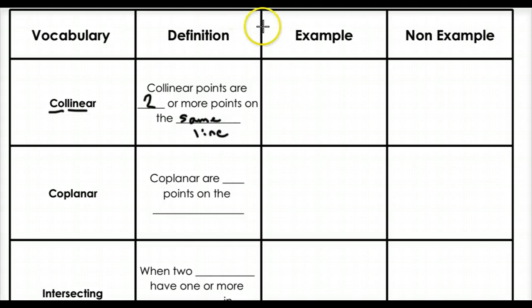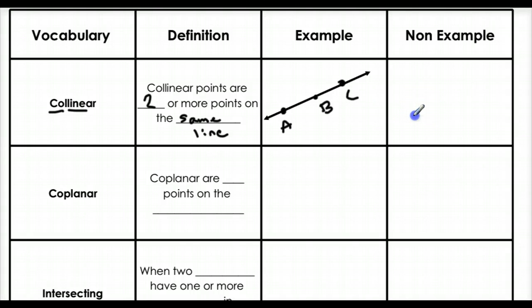So let me show this. An example of this would be if I have, let's just draw these points. 1, 2, and 3. Now, to find out if these are collinear or not, I have to see if I could draw a line through them. So let's see if I can draw a line that goes through all 3 of these points. Yes. So I would say that A, B, and C are collinear.